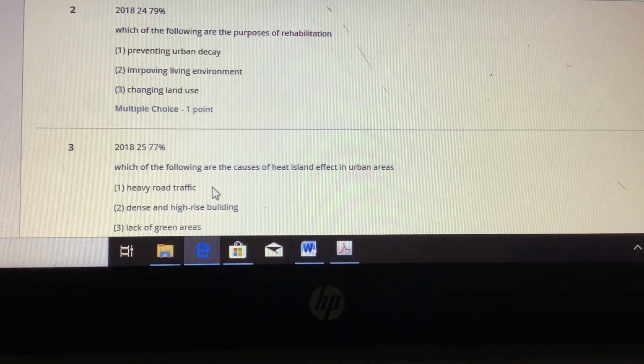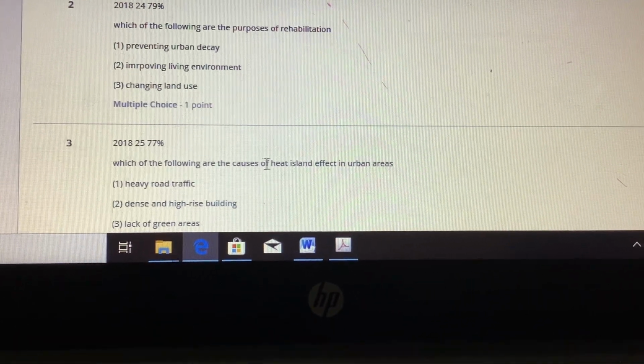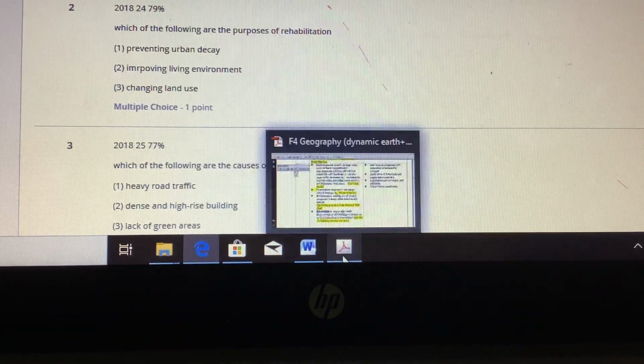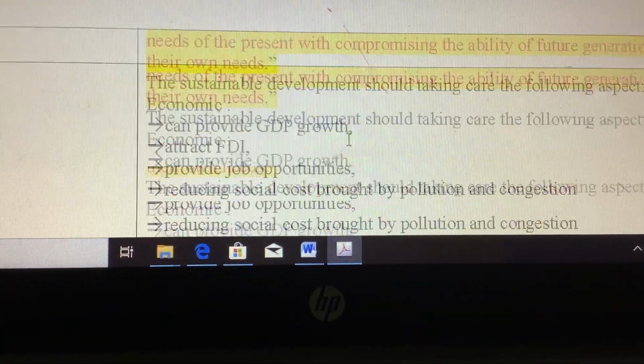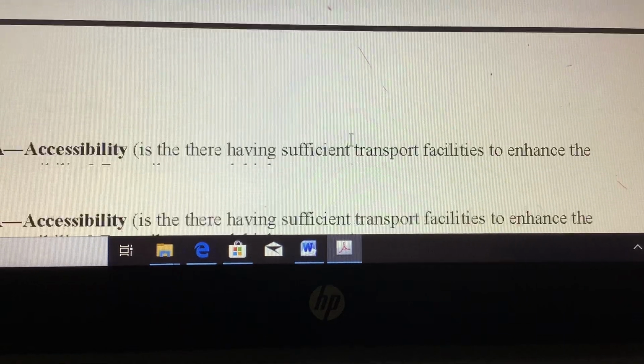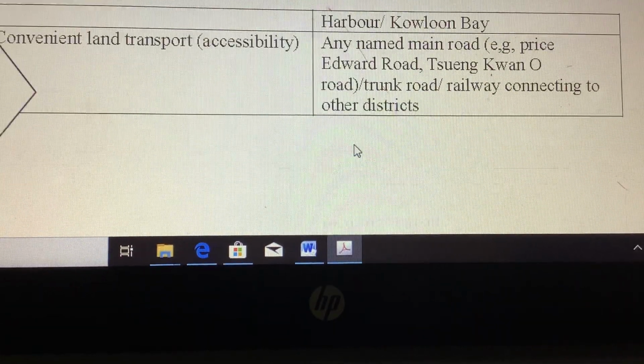If it is a measure for dealing with urban decay, it can prevent urban decay. And then what are the following causes of the heat island effect of the urban area? This one is new in the summary. I haven't shown you before, but this is not in Unit 5, it is in your Chapter 7.